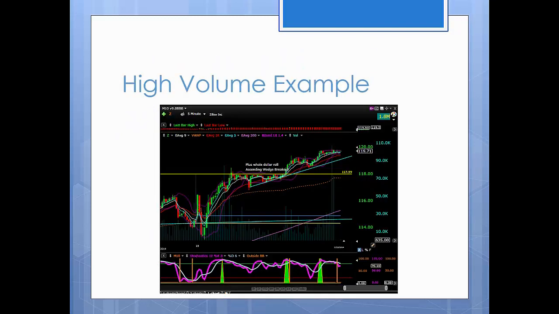In contrast, here's a high volume example. So this is Zillow. All right. And there was a day where we had a big surge right out of the gates. It surged up and then it started consolidating sideways. Okay. Very, very heavy volume. You can see the average volume, let's see, for every 5-minute candle is probably 10, 15,000 shares. 1.8 million shares on the day.